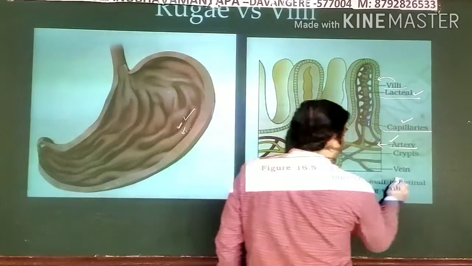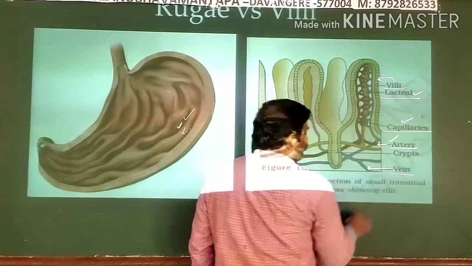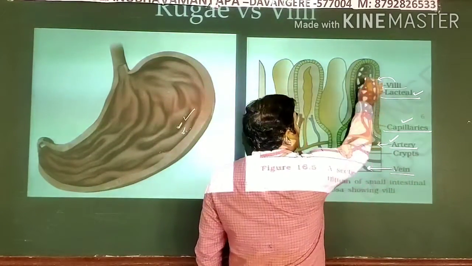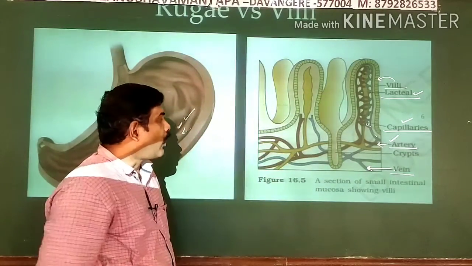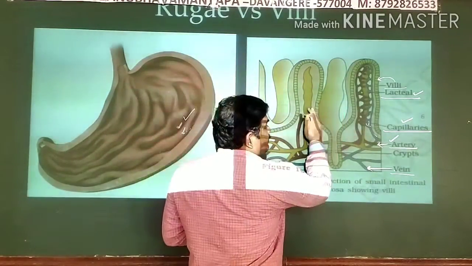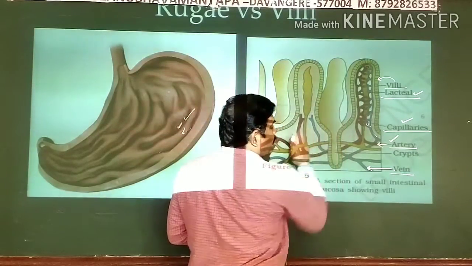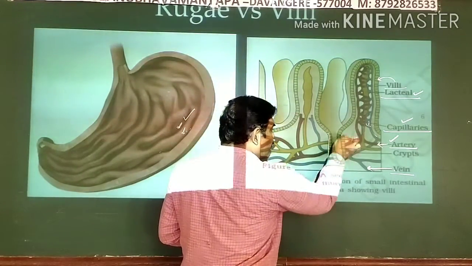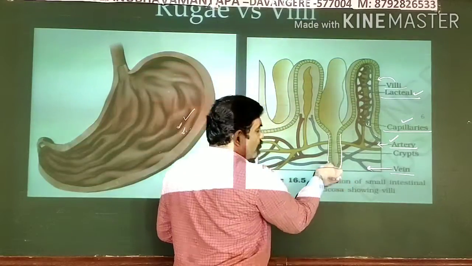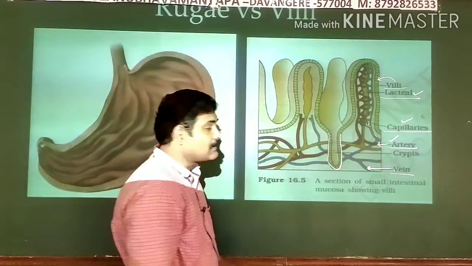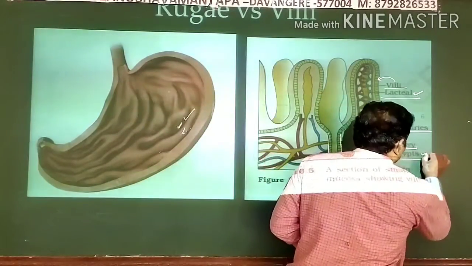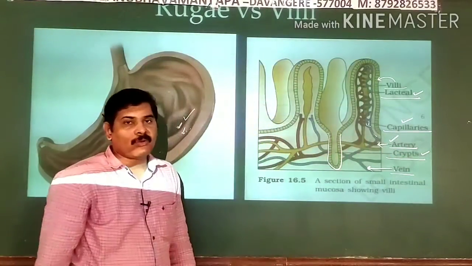Meanwhile, we can see the supply of the veins also. These veins also enter into this and form a network-like structure. Very important point: in between these successive villi, you can see a depression present, right? This depression is actually known as crypts. Crypts they are all, okay?